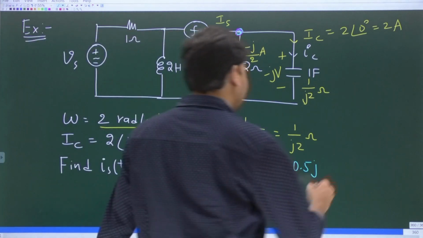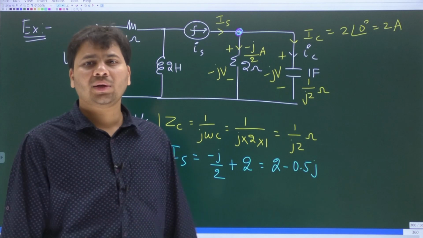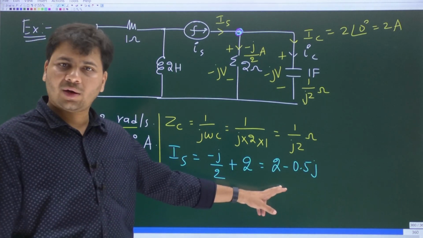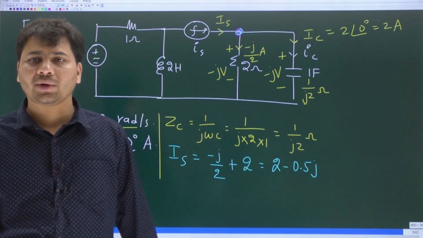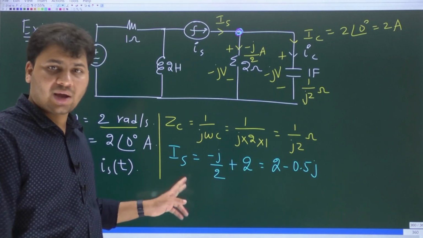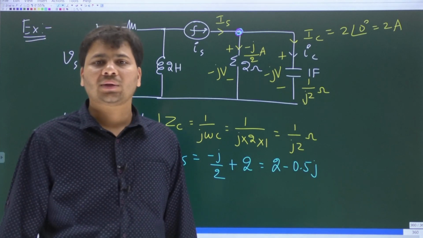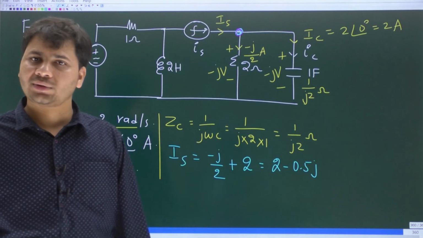First of all, 2 minus 0.5 j, this phasor will lie in which quadrant? 2 is what? Real part, positive. Minus 0.5 is what? The imaginary part, negative. Real part positive, imaginary part negative. So this phasor, capital Is, would it not lie in the 4th quadrant? And any phasor that lies in the 4th quadrant, the angle would lie between 0 degrees and minus 90 degrees.